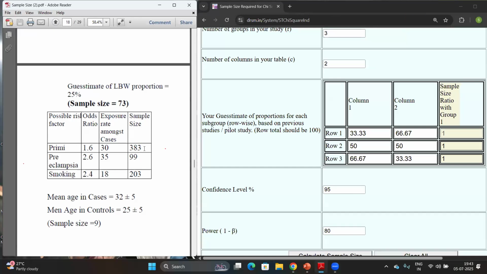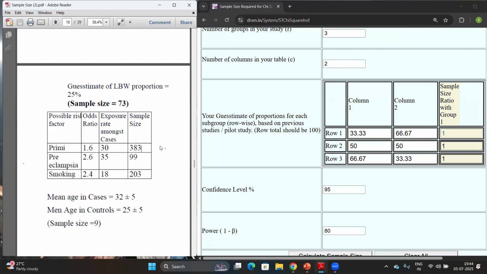241, sir. 241, 240. Everybody agrees? I have not calculated. I don't know what the exact answer is. So everybody agrees to this? Yes, sir, everybody agrees. Okay, and it is 241 cases.